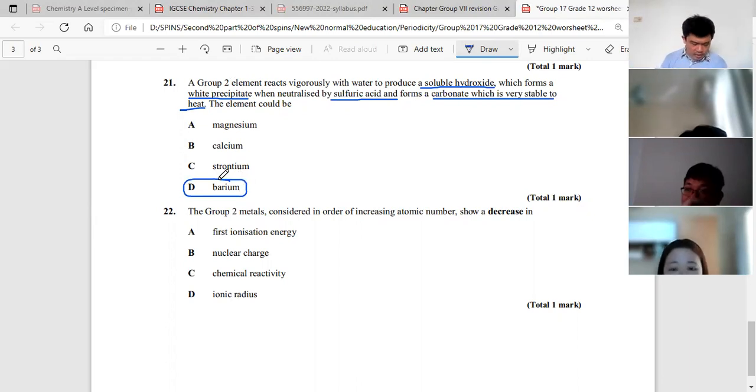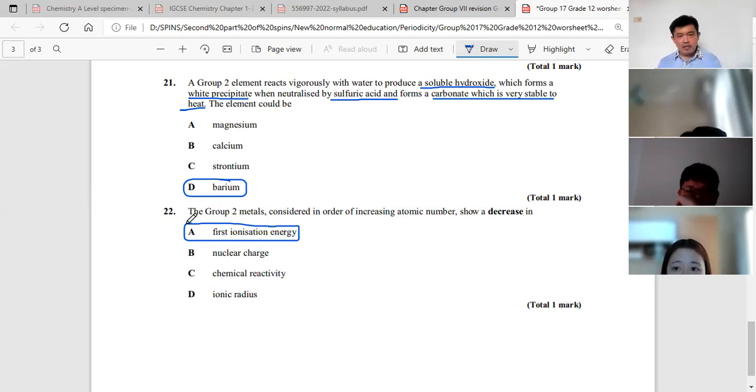For number 22, the group 2 metals considered in order of increasing atomic number show a decrease in the first ionization energy, because this first ionization energy is in the data booklet, which we can refer to. For the nuclear charge, we note that the nuclear charge is increasing, but it is not written in the data booklet. It is not available in the data booklet.